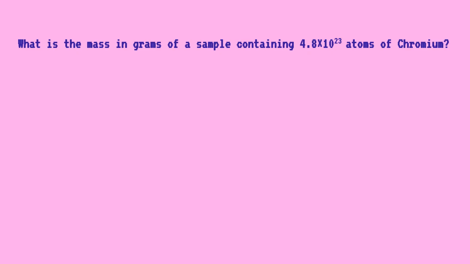Our next example. What is the mass in grams of a sample containing 4.8 times 10 raised to the power of 23 atoms of chromium? Let's put our given first again, which is 4.8 times 10 raised to the power of 23 atoms of chromium. We divide it by the Avogadro's number, 6.22 times 10 raised to the power of 23 atoms of chromium.